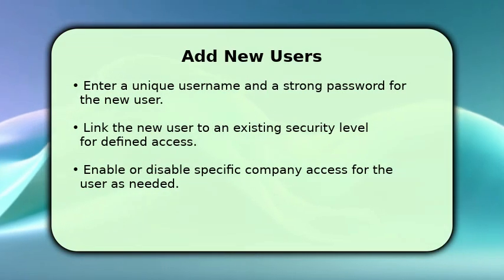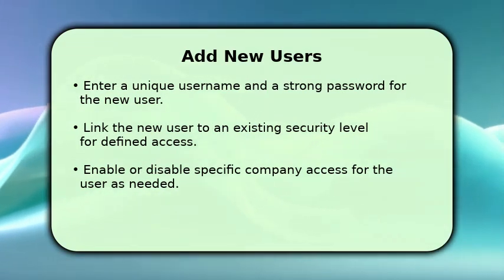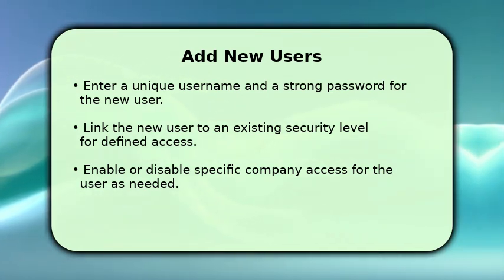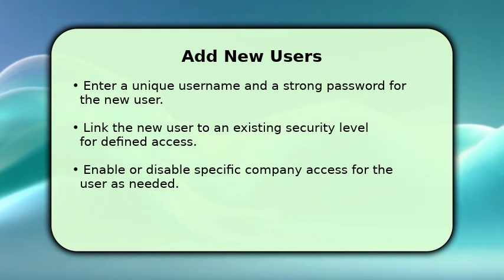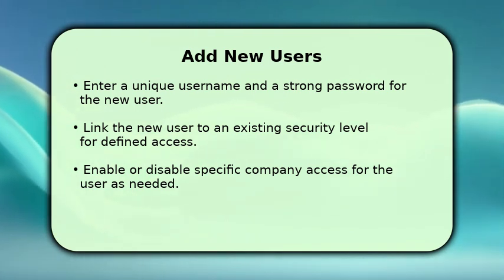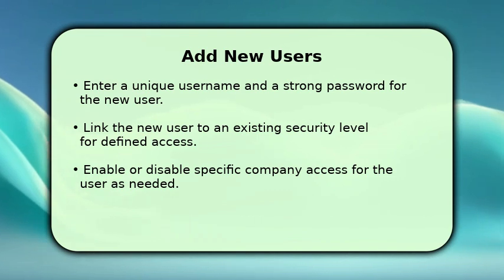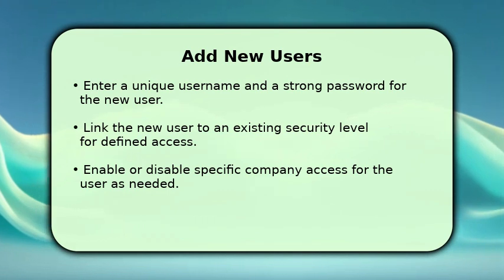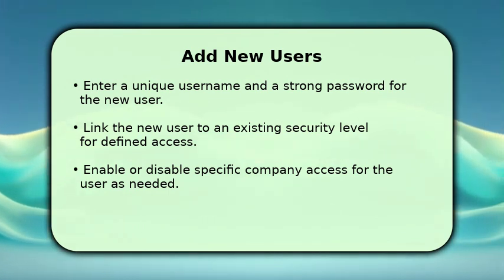Now that your security levels are set, it's time to add new users. For each new user, you will need to enter a unique username and create a strong, secure password. It is vital to link each new user to an appropriate security level you have already defined. You can also enable or disable specific company access for each user, providing even more control over their permissions within Tally Prime. This ensures everyone has the right access.